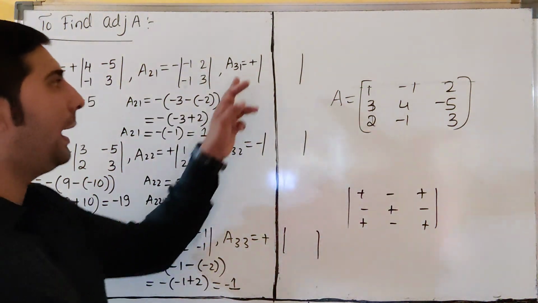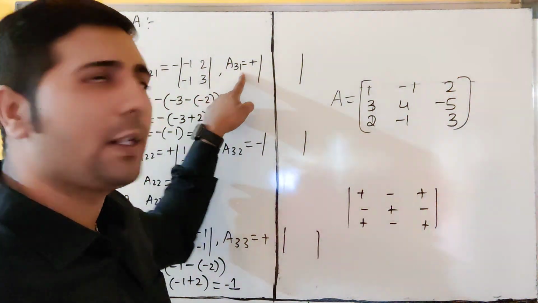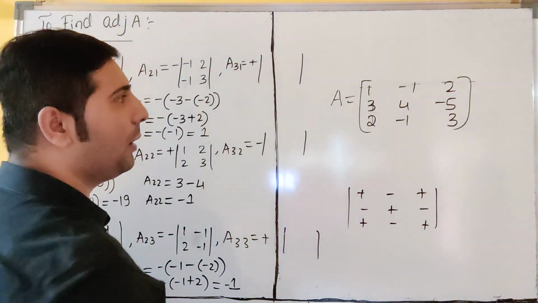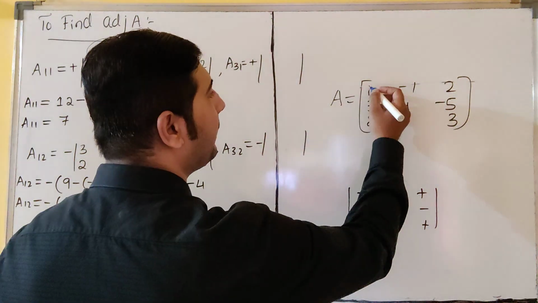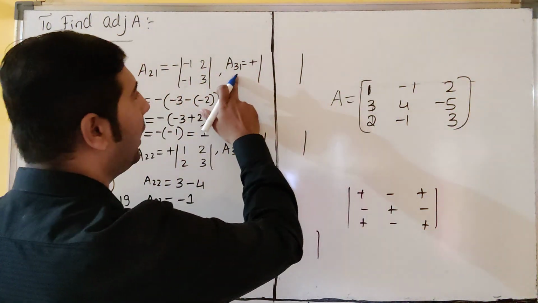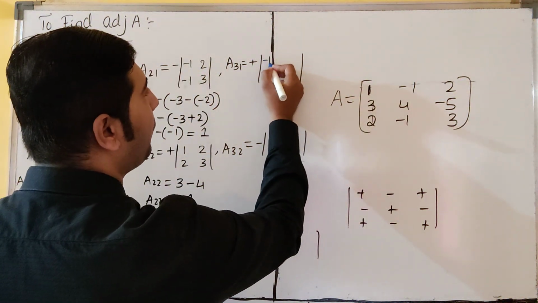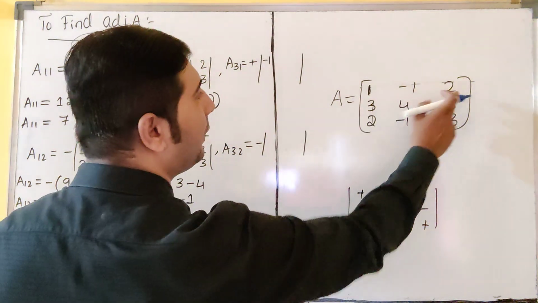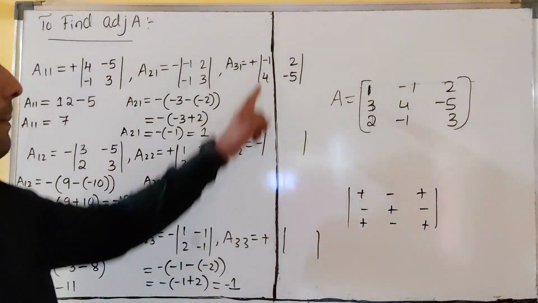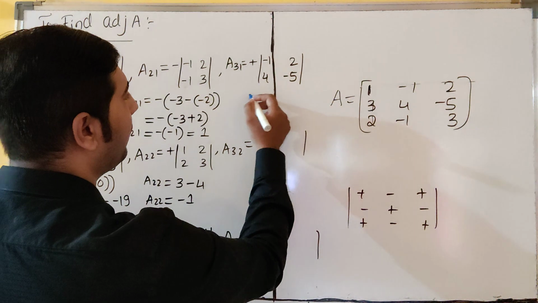So now A31 means I have to leave the third row and first column, dear students. Third row, first column you have to leave. Where is it? Third row you leave, first column you leave. Third row, first column, what are you left with? Minus 1, 2, 4, minus 5. Understood? Minus 1, 2, 4, minus 5. Clear? So you multiply this one now.